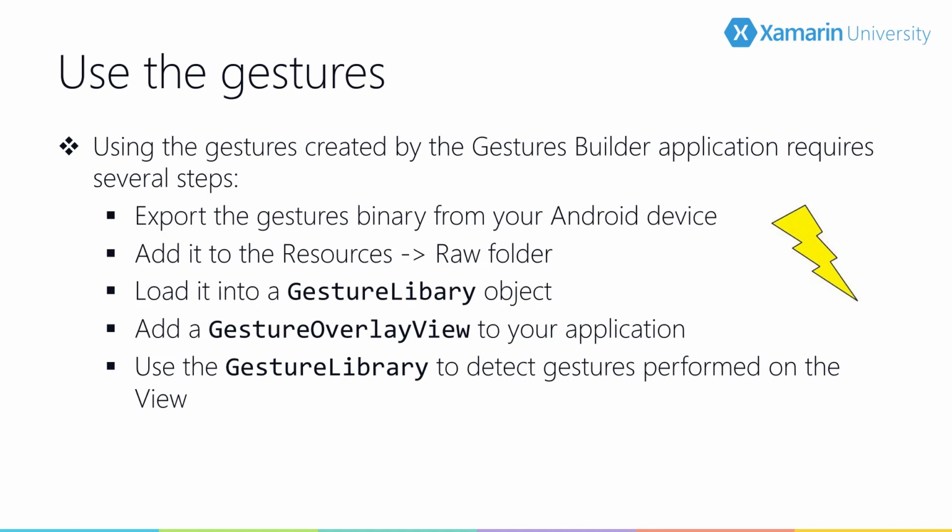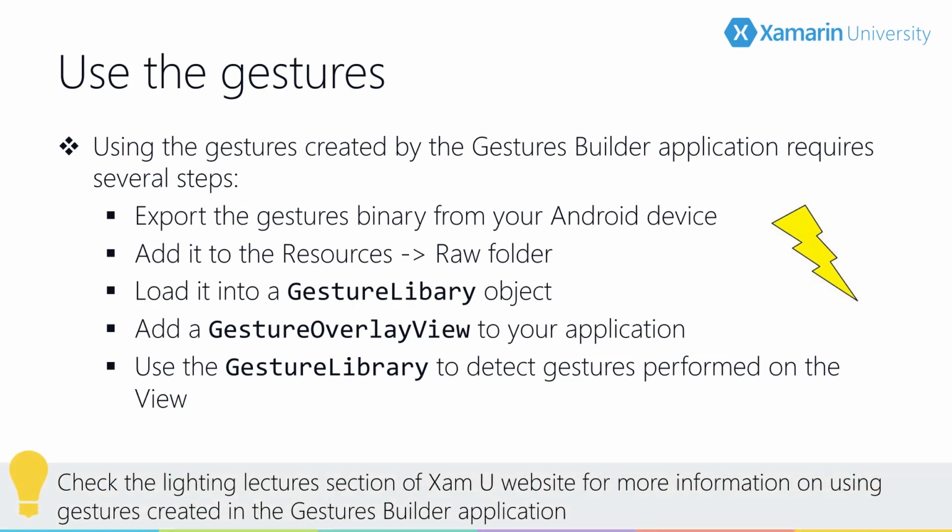Using the gestures created by the Builder application requires several steps, including exporting the binary that contains the gesture, adding that binary to your application, and using specific APIs to detect and score the gestures. Now, if you'd like more details on using discrete gestures created in the Gestures Builder application, check out Xamarin University's Lightning Lecture section on our website.